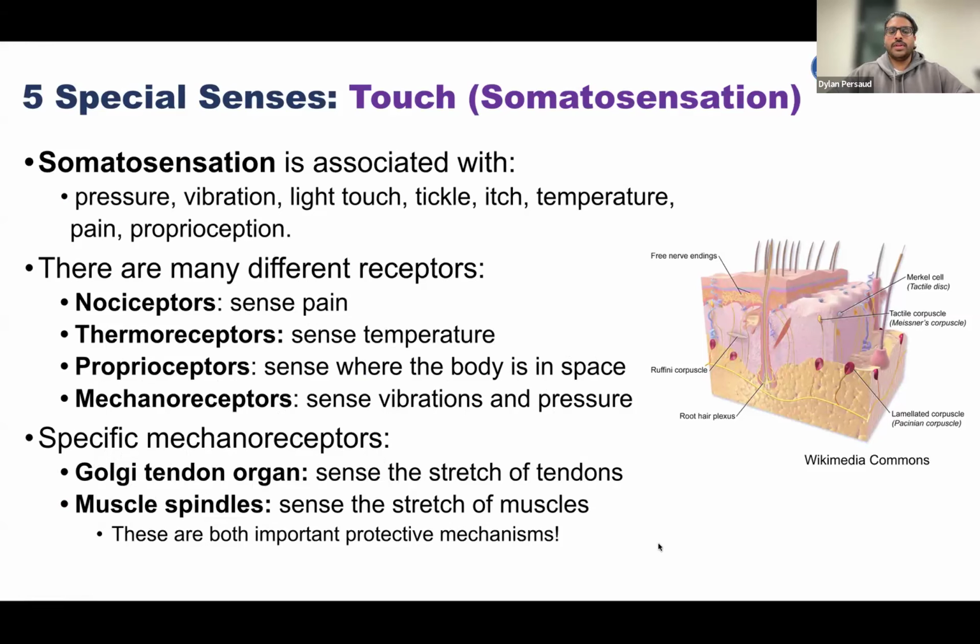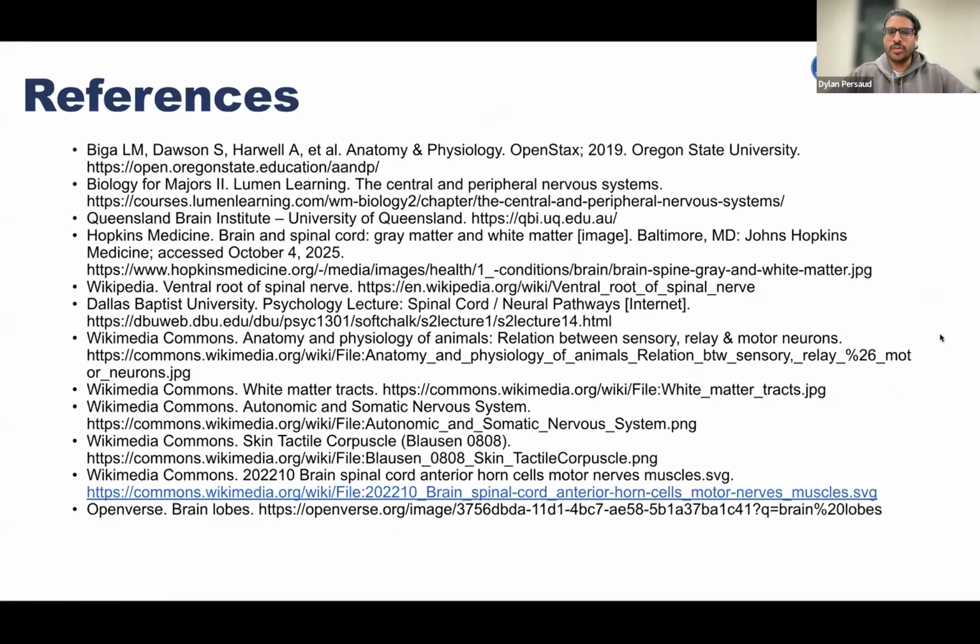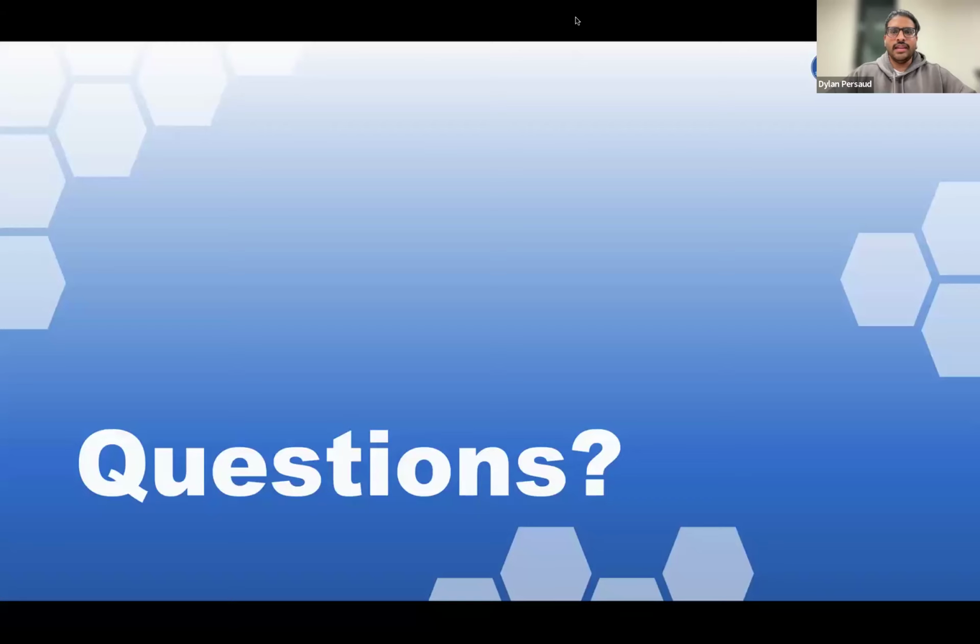These are both important protective mechanisms so that you don't overstretch a muscle and tear it. That's also why, if you've ever been to the doctor's office and they tap that hammer on your knee, this is what allows you to have that reflex. And over here, we have the free nerve endings and the different kinds of somatosensors that we have in our skin. Okay, and those were my references. Any questions?